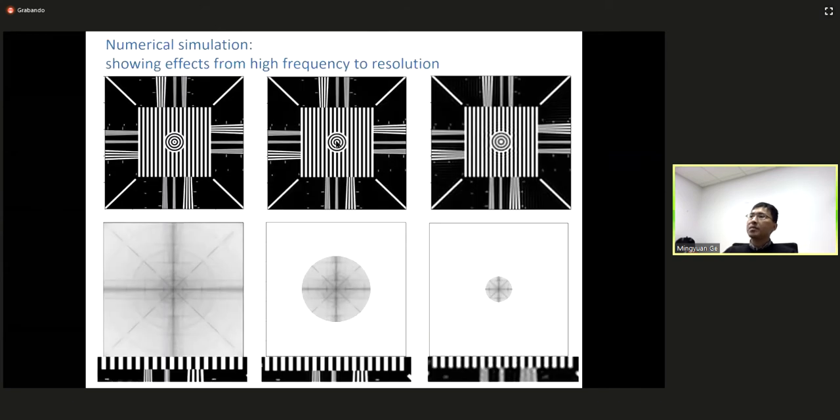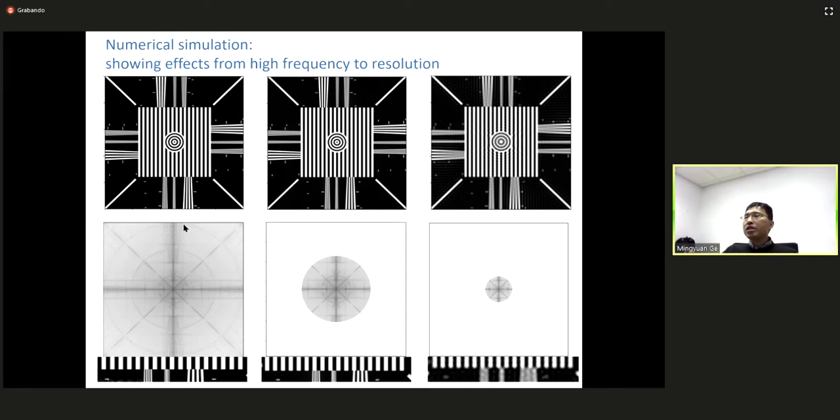So this is just a simulation to test a test pattern. The lower row shows the Fourier transform of this one, which shows the simulated far field propagation. Remember, in the Fraunhofer approximation, at very large z, the image we get is just a Fourier transform of your object. So this is a Fourier transform of the object.